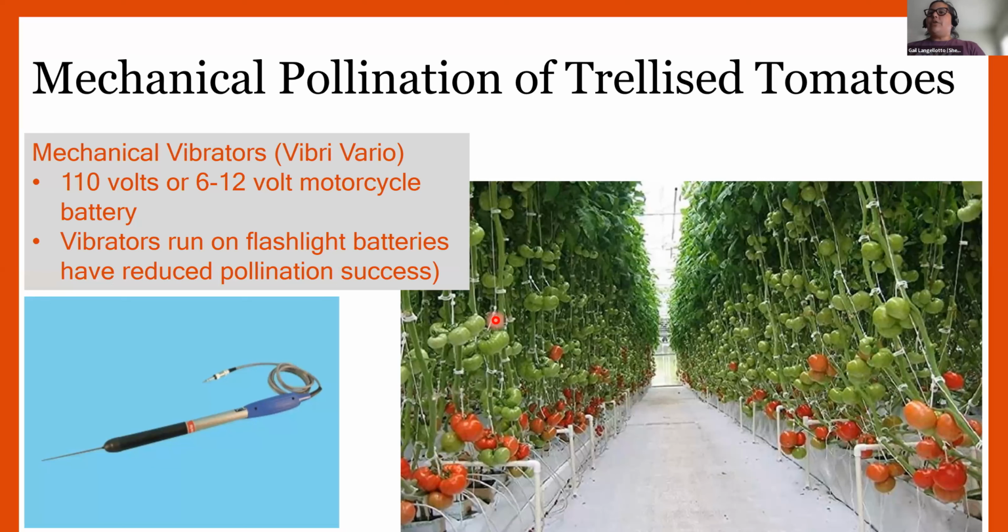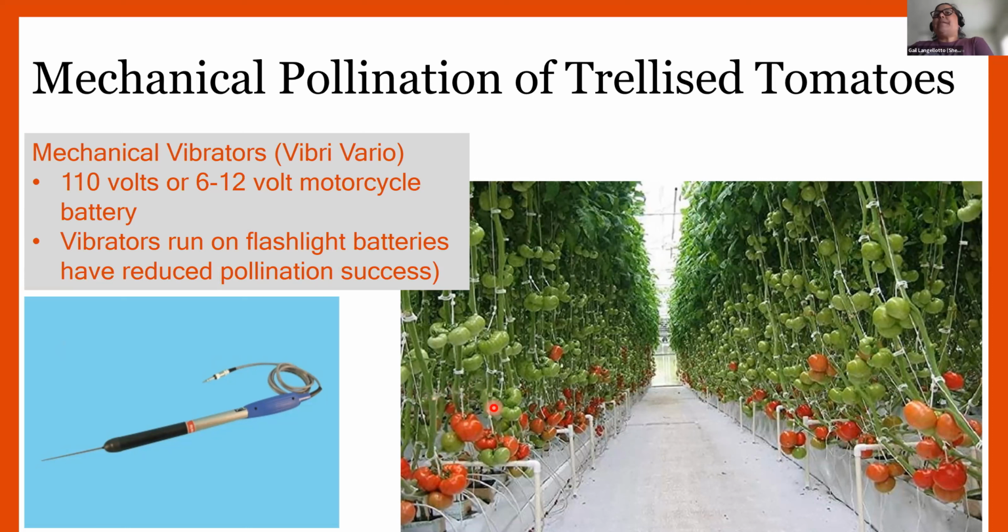So what are you to do if you want to grow greenhouse tomatoes and you're in Oregon and Bombus impatiens is just not an option for you? Well, you can go online and there are actually horticultural vibrators that you can purchase. These are larger than the electric toothbrush varieties that are oftentimes sold to gardeners. They tend to be 110 volts of energy or run on a 6 to 12 volt motorcycle battery. Horticultural vibrators that run on flashlight batteries tend to have reduced pollination success.